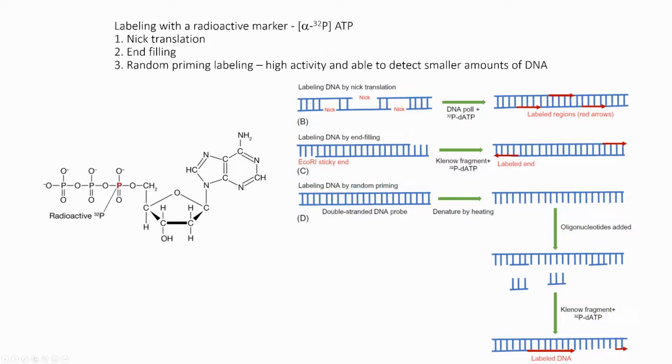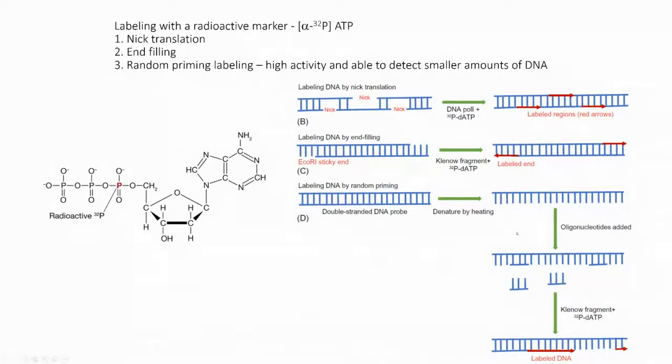Another one is the Klenow. Klenow is basically a fill-in of the gap. We call it end filling, because you have the EcoRI sticky end. Then you have the P32 dATP with the Klenow, and you can fill in this nucleotide at the end, and then it's labeled.